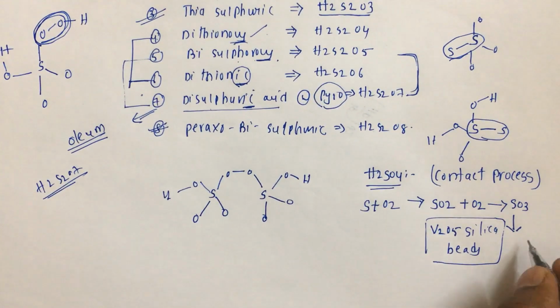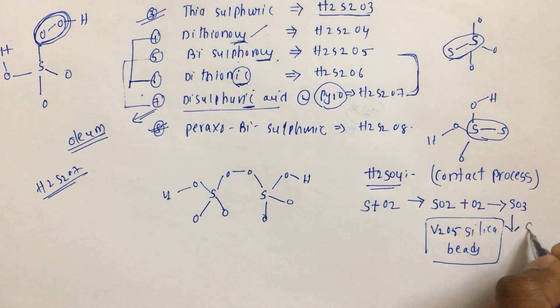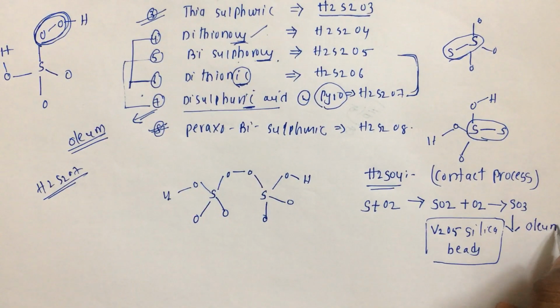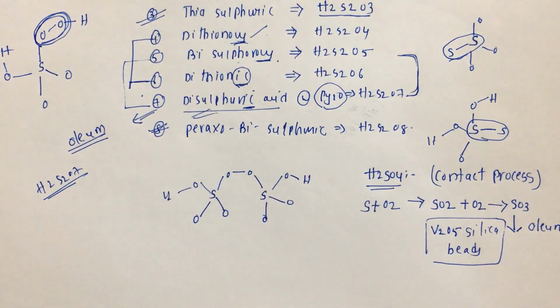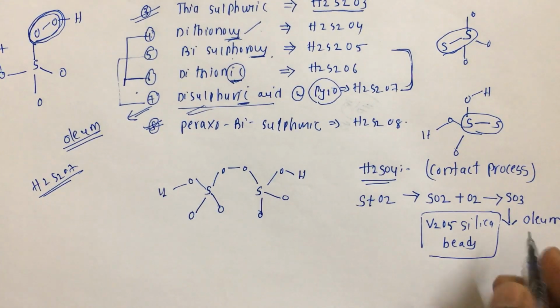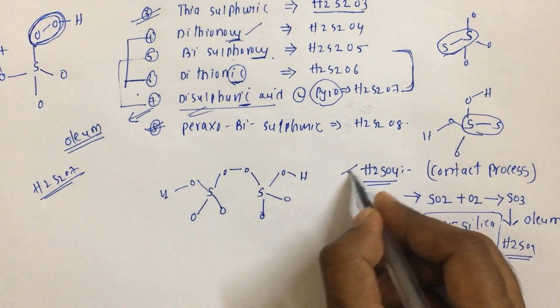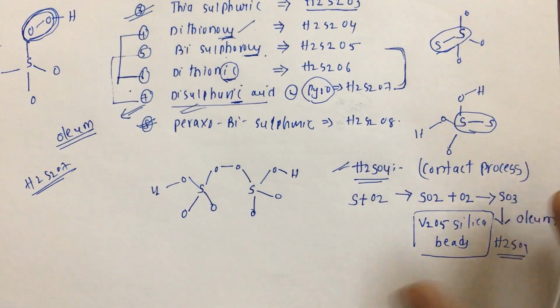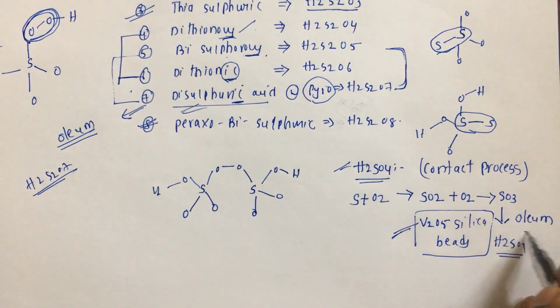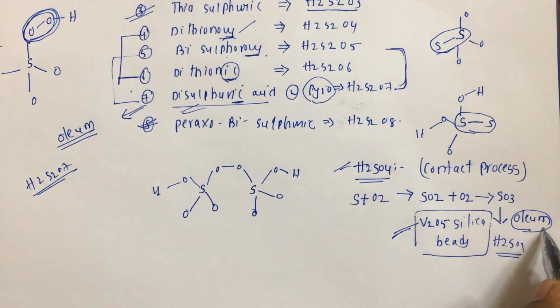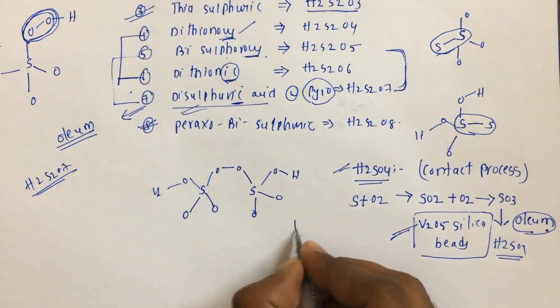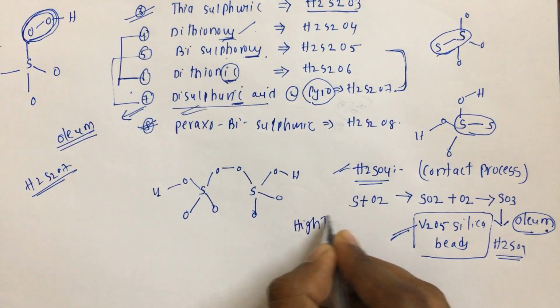Okay, and after passing, we wash this one with oleum, H2S2O7, which I just now explained. So finally we'll get H2SO4. And in this process, what we need to remember is the catalyst is very important, and what we are washing with, the oleum, is very important. And then this also requires high temperatures and high pressures.